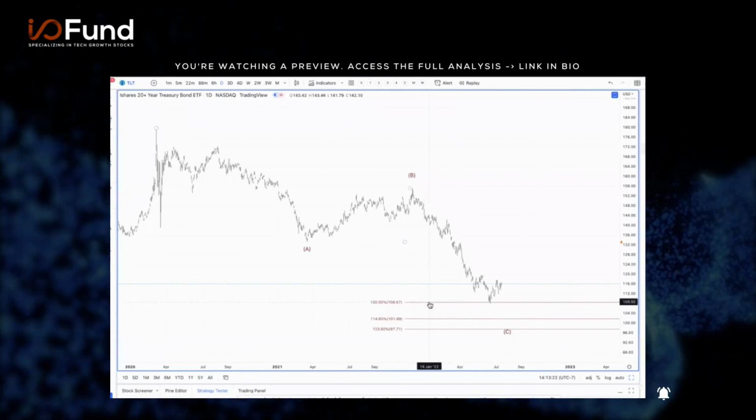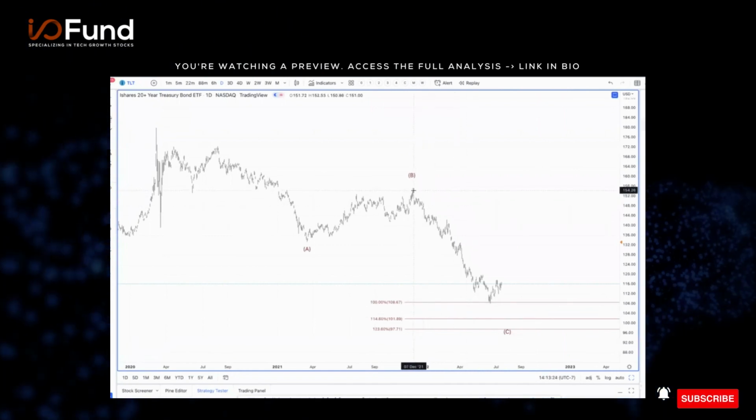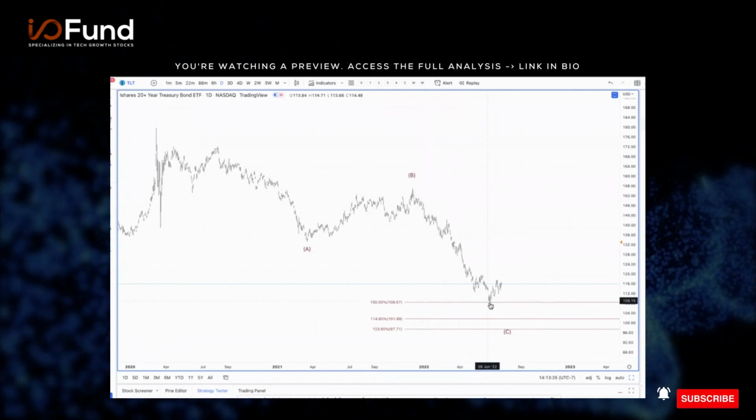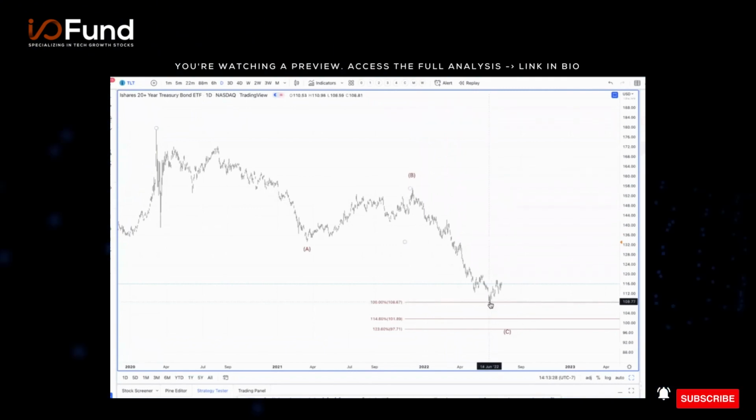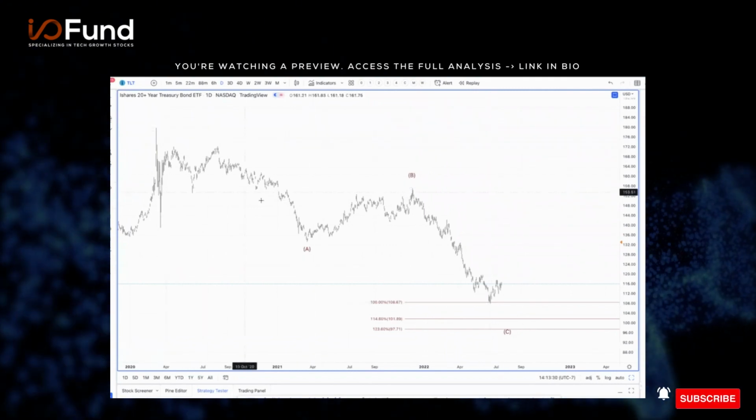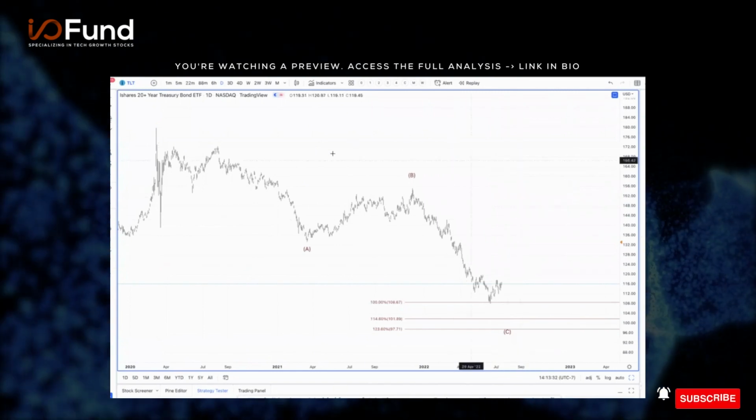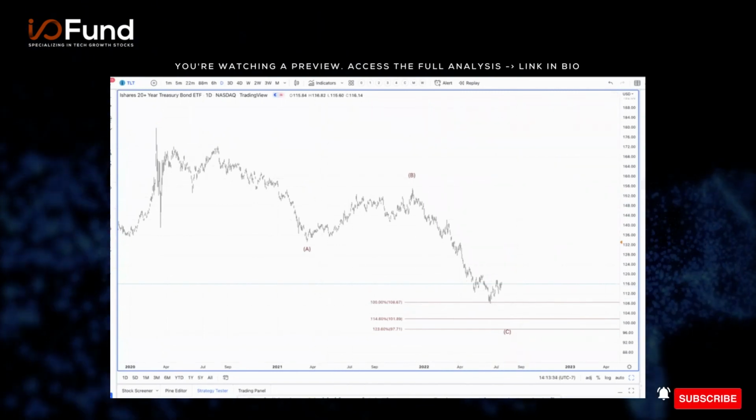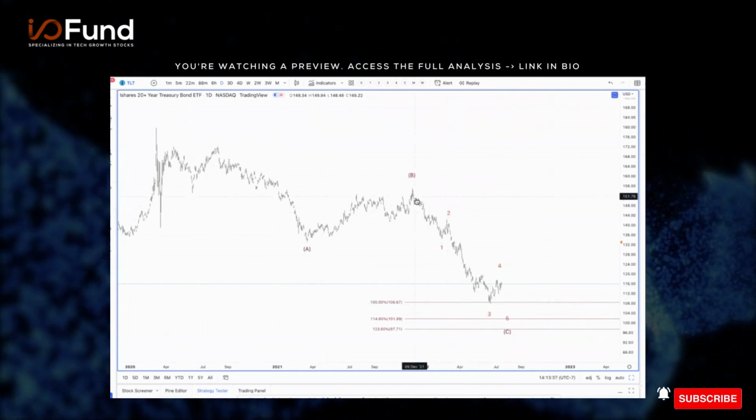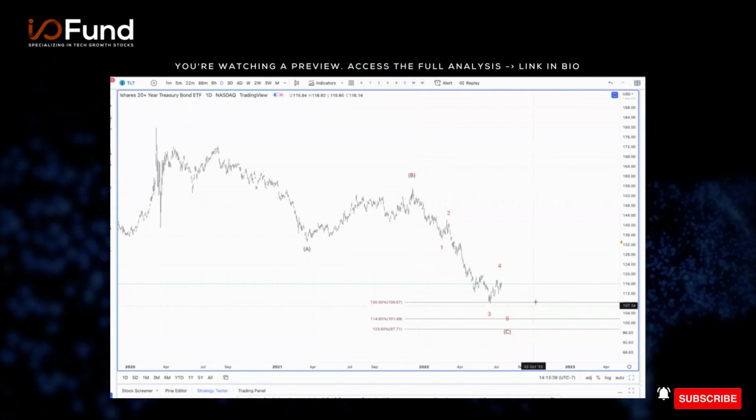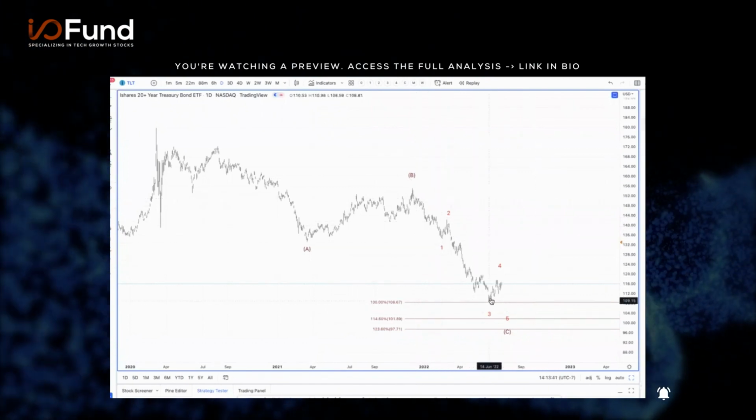This is the 100% extension. So what I'm showing you here is that this C wave down bottomed at the exact level that made it identical to the drop in the A wave. And that's the kind of symmetry that you want to see. However, if we analyze the structure, it just looks like we have only 3 or 4 waves down. So 1, 2, 3, 4, 5.